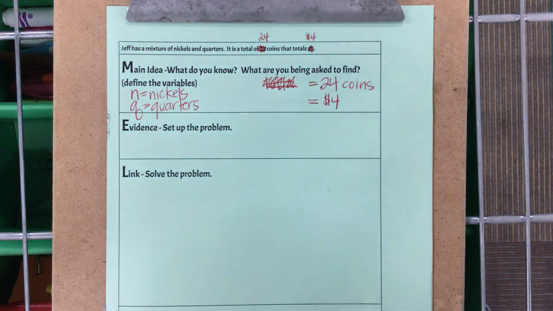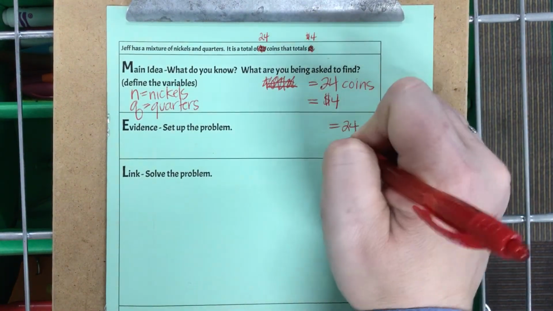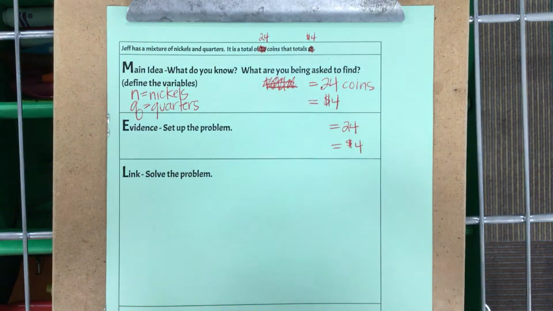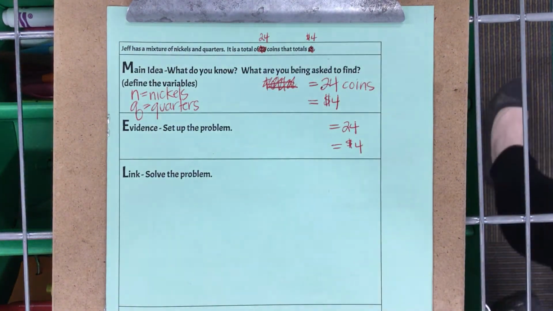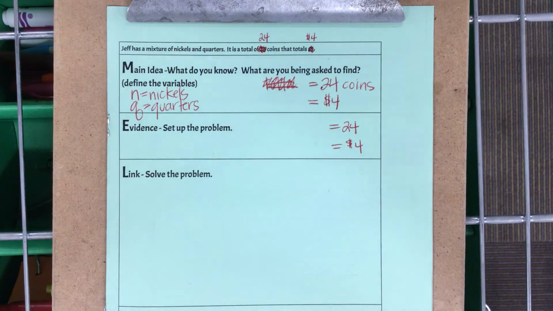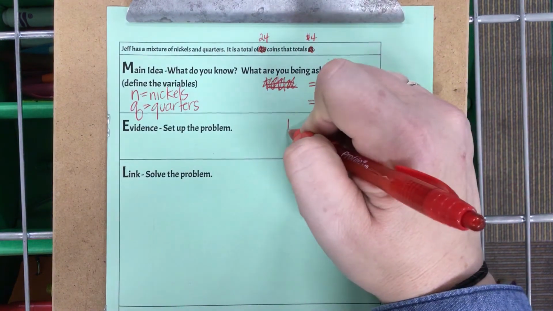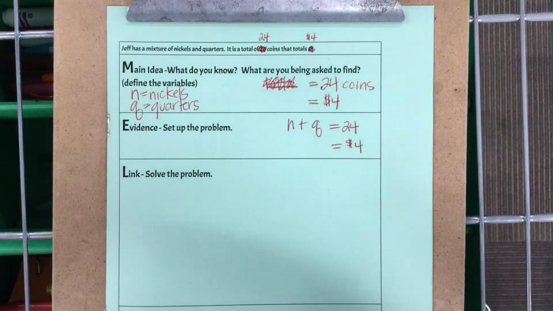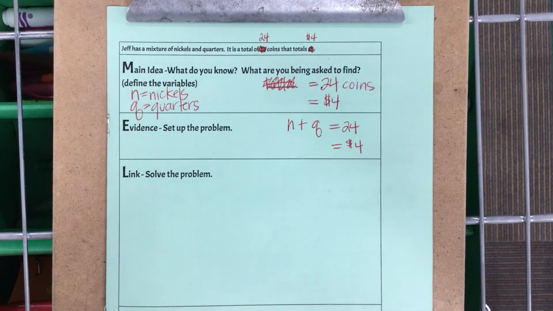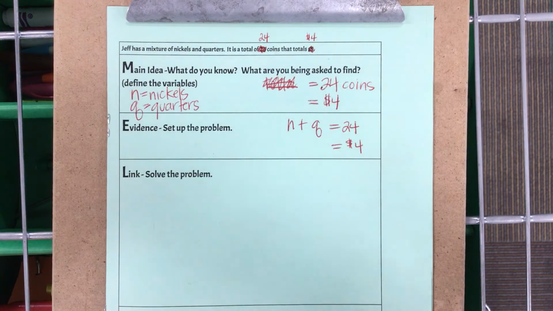Now we're going to set up our problems. Something equals 24 and something equals $4. How do you get 24? Make sure you're writing this down, please, because you're writing it for homework. N plus Q equals 24, yes? What do you know about $4? The 24 coins in total cost. Yeah. But how do you get $4?